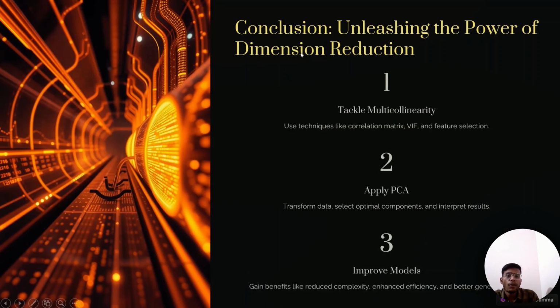Now, unleashing the power of dimension reduction. First, tackle multicollinearity. Use techniques like correlation matrix, VIF, and feature selection. Next, apply PCA. Transform data, select optimal components, interpret results. Next, improve models. Gain benefits like reduced complexity, enhanced efficiency, and better generalizability.